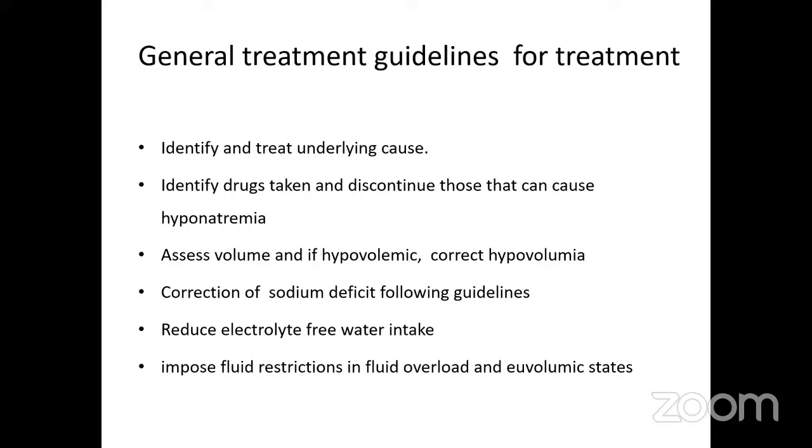Now, what are the general guidelines for treatment? You should identify and treat the underlying cause whenever possible. If it is a severe hyponatremia, you can't waste time on identifying the cause. You have to address the hyponatremia. But if it is an asymptomatic mild hyponatremia, you should try to figure out the cause and reverse the cause. If the patient is on thiazides, try to discontinue thiazide. If the patient is on NSAIDs, try to stop NSAIDs and repeat the sodium. If the patient is obviously hypovolemic, correct the hypovolemia.